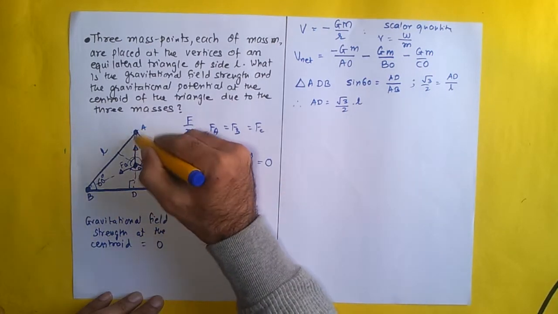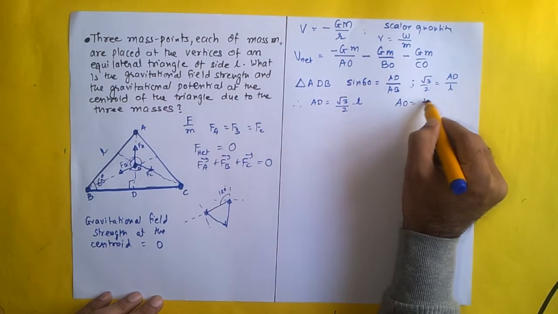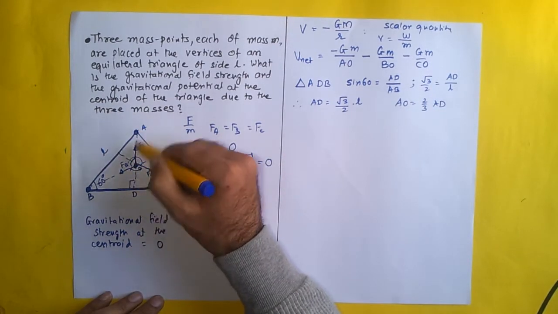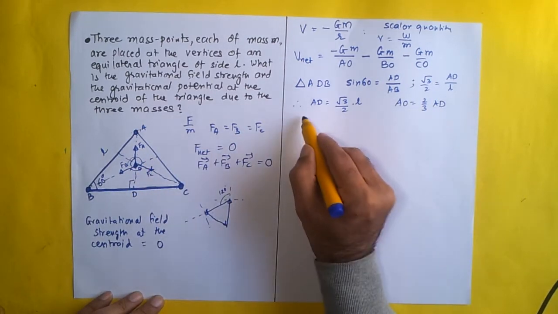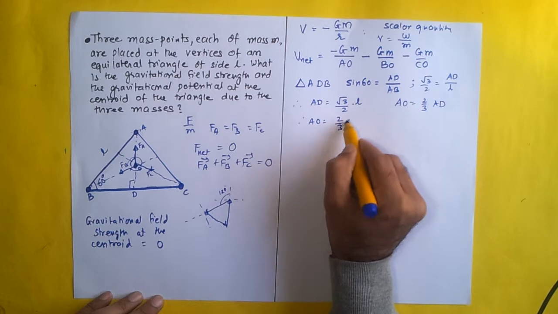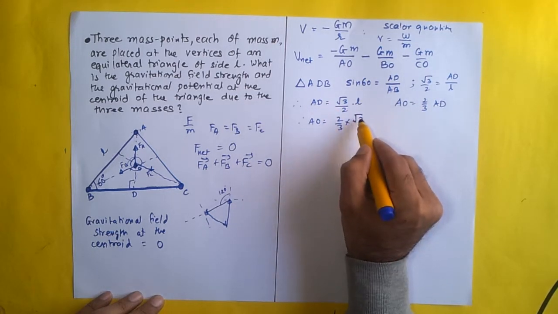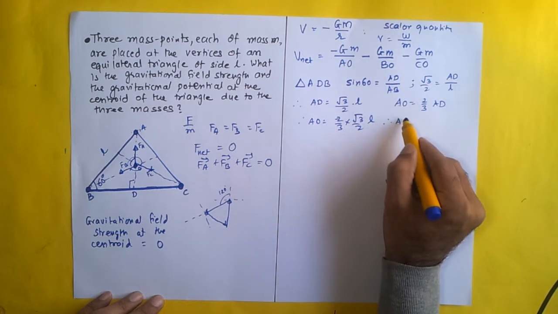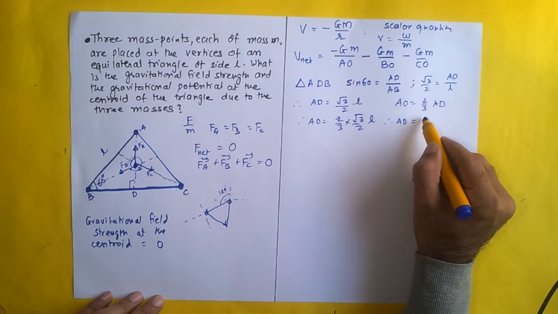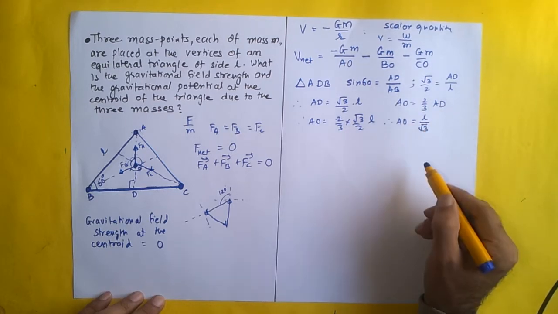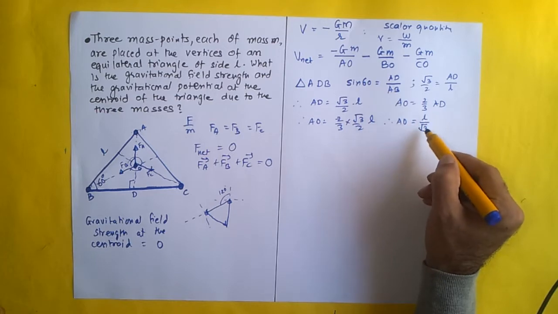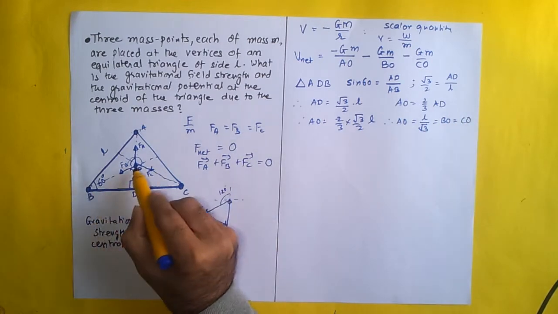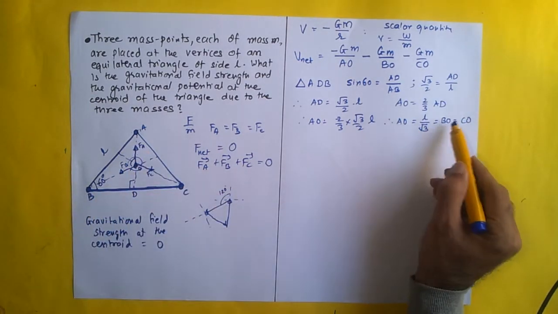Now AO is 2/3 of AD, because this is the centroid. Therefore, AO can be written as 2 upon 3 into AD. AD is root 3 by 2 L. So this will give me AO as L by root 3. So I have obtained AO in terms of L by root 3. And we know that AO will be equal to BO equal to CO. The distance from the centroid to all the three vertices is equal.